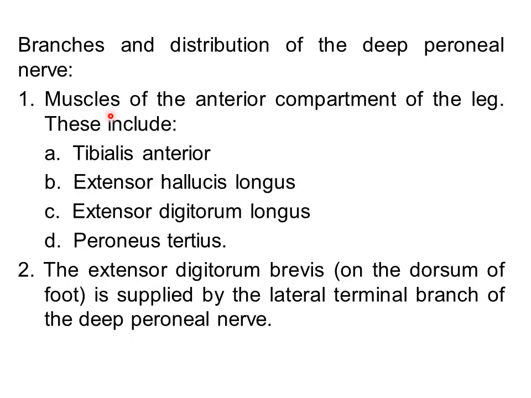Branches and distribution of the deep peroneal nerve. The muscles of the anterior compartment of the leg, the tibialis anterior, extensor hallucis longus, extensor digitorum longus, and peroneus tertius, are supplied by the deep peroneal nerve. The extensor digitorum brevis on the dorsum of the foot is supplied by the lateral terminal branch of the deep peroneal nerve.